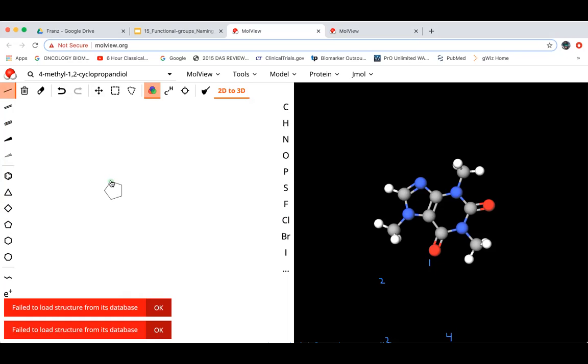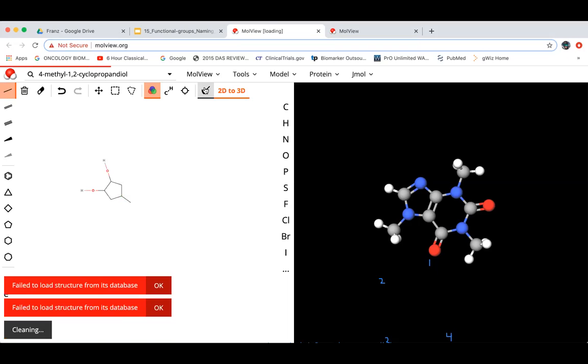Our cyclo here, and then, where are my hydroxyl groups? So there's a hydroxyl group, and for that to be a hydroxyl group, it has to be bound to a hydrogen. Maybe I named it wrong. I don't know, it's always possible. Okay, there it is. Let's clean it up.